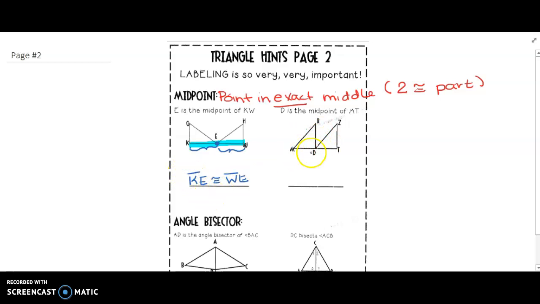Okay, now do this one on your own where it says D is the midpoint of MT. So do that one on your own real quick. All right, so if D is the midpoint of MT, then that means that MD has to be congruent to DT.